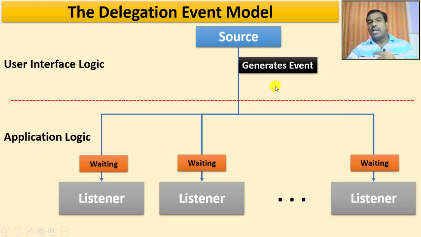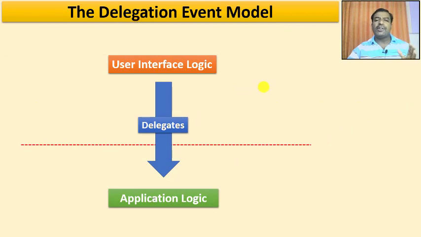Now, just to put it in a technical term: the user interface logic is what I add in front of a user, and the application logic is what I have behind the scenes for processing. Whatever event the user interface logic gets, it just creates, generates, and passes on to the application logic. It does nothing with the processing. Hence, we call this delegates. The user interface logic will simply delegate whatever event it gets to the application logic, and this is what we call the delegation event model.